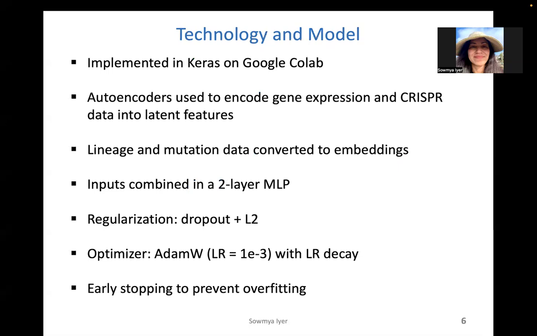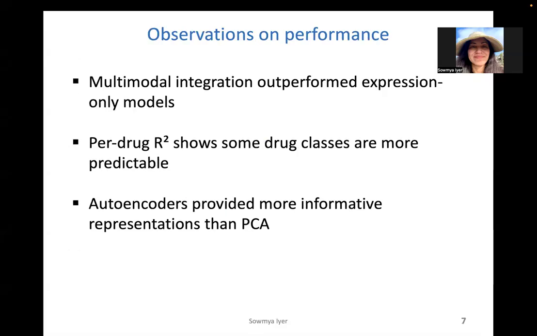Moving on to the technology and the model that was used. This is implemented in Keras. Autoencoders were used to encode gene expression and CRISPR data into latent features. Lineage and mutation data were converted to embeddings, and inputs were combined into a two-layer MLP. Regularization was applied with L2. There was dropout, and the optimizer was AdamW with a learning rate of 1e-3 to start with, and then reducing the learning rate on plateau. There's also early stopping implemented to prevent overfitting.